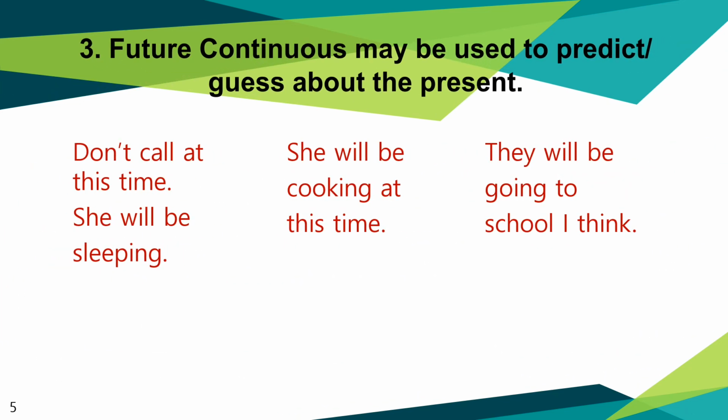Function number 3. Future continuous may be used to predict or guess about the present. Don't call at this time. She will be sleeping. You're not talking about something that is going to happen in the future. You're guessing what she might be doing at this very time. She will be cooking at this time. They will be going to school, I think.